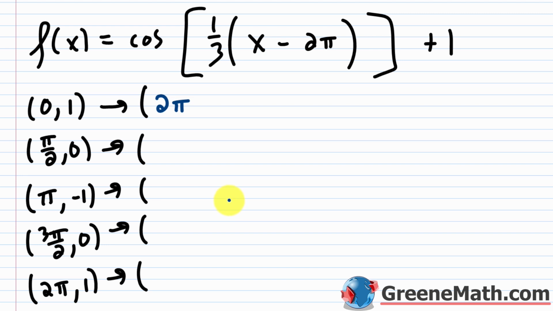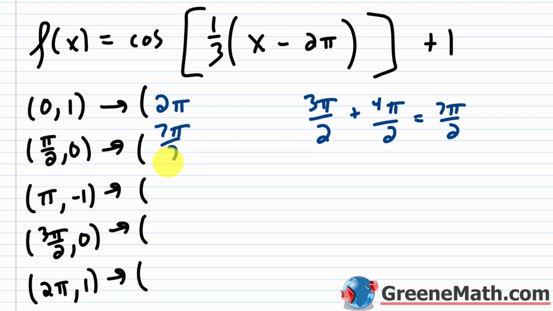So the period was 6 pi, and the quarter period was 3 pi over 2. So if I add that to 2 pi, let me multiply this by 2 over 2. So you could say this is 4 pi over 2. So this would give me 7 pi over 2. So this is 7 pi over 2. And then from this point on, you're just going to keep adding 3 pi over 2.